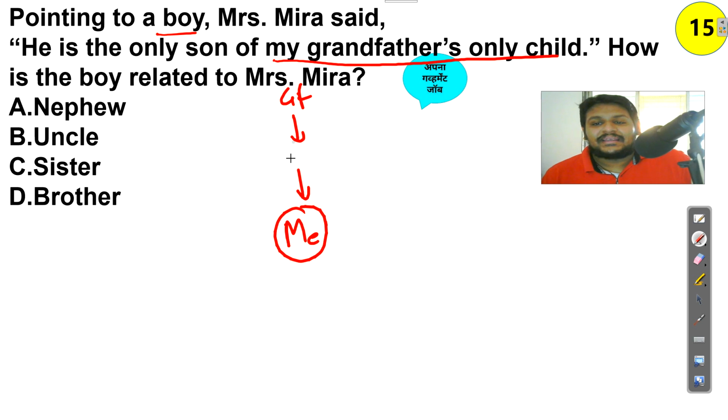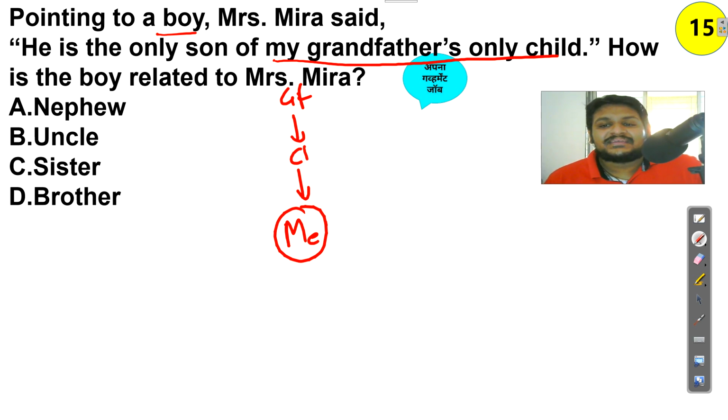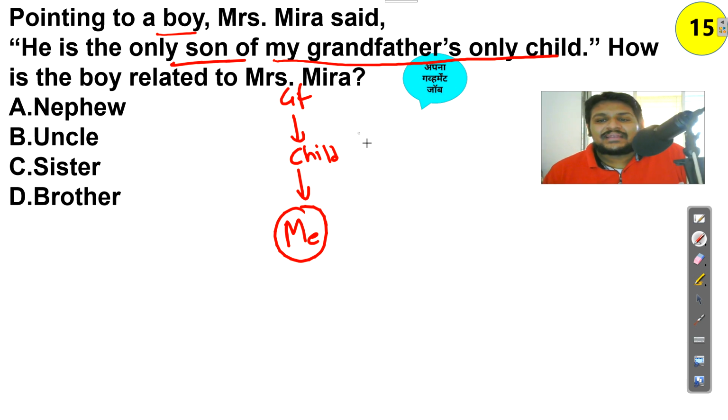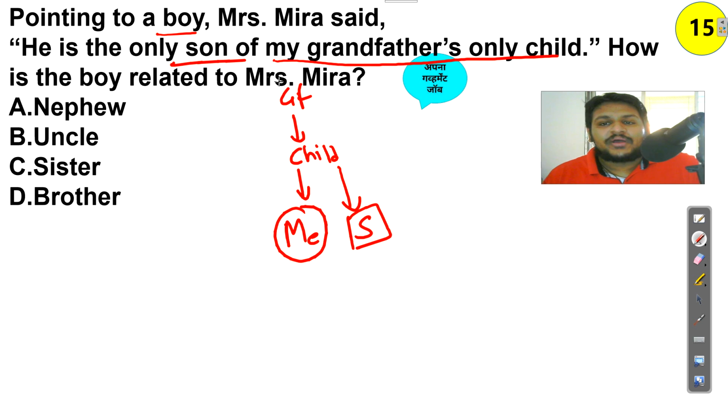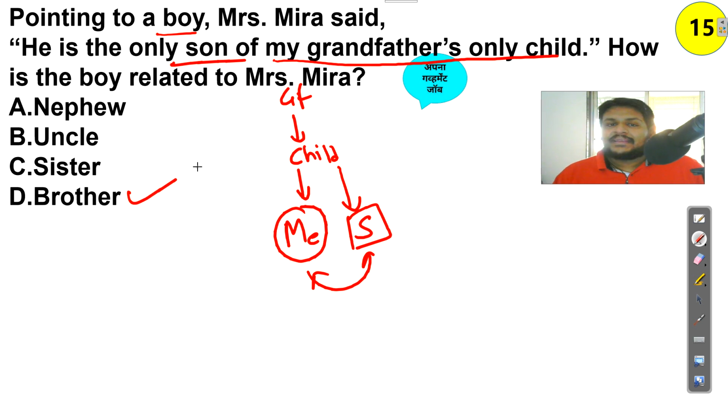My grandfather's only child means this child here. Only child means it could be female or male, we don't know, but there are no siblings, in short. He is the only son of my grandfather's only child, which means that boy is the only son. So what is the relation of this boy and Meera? Definitely the boy is the brother of Meera. Okay, see question number 16.